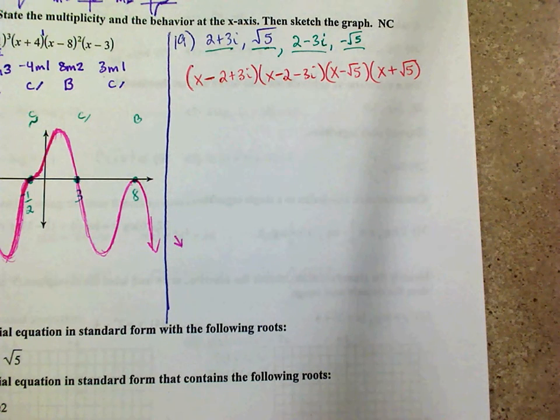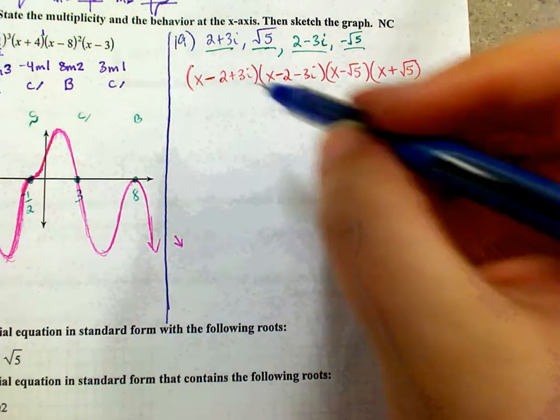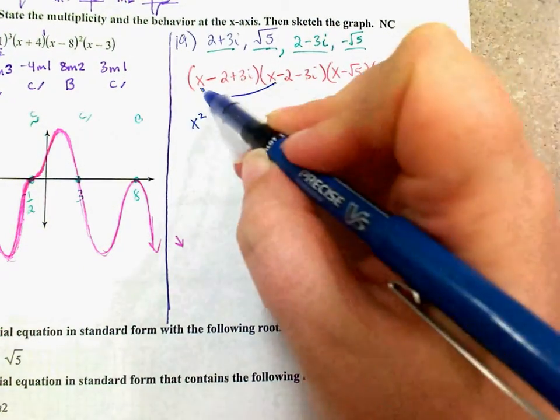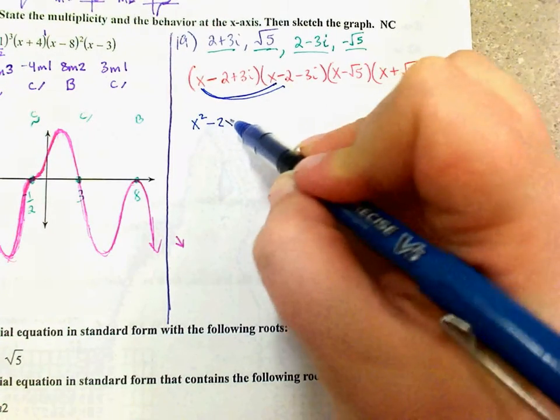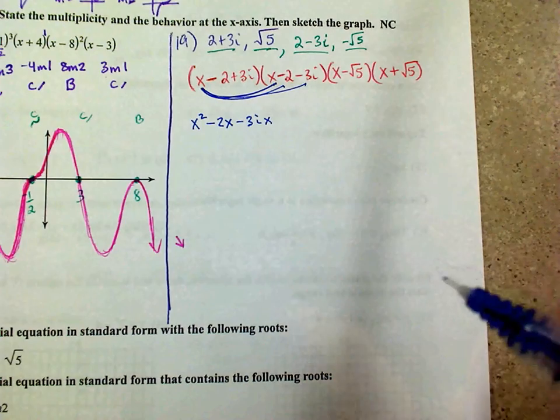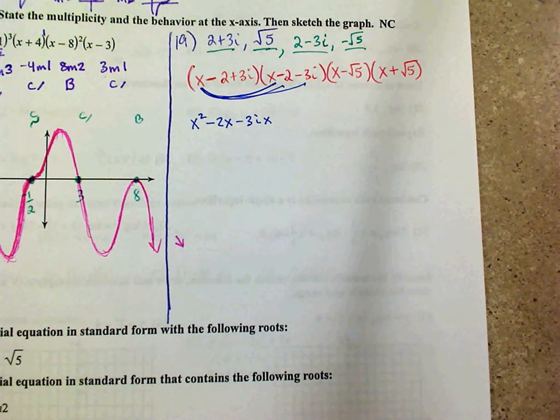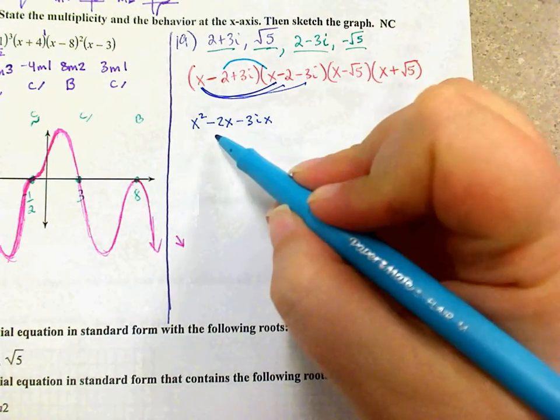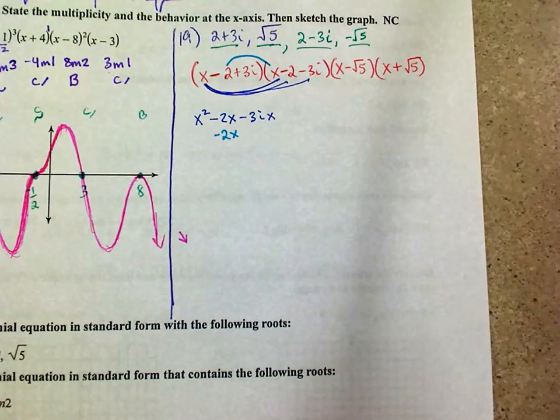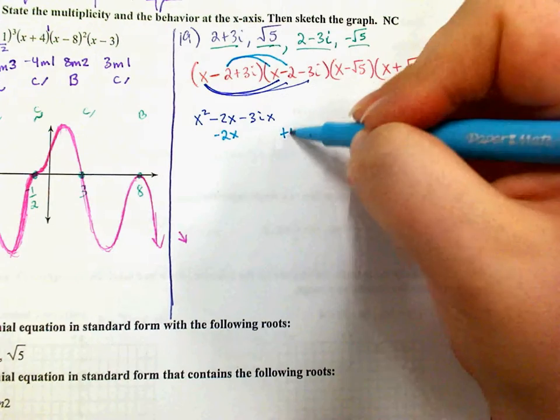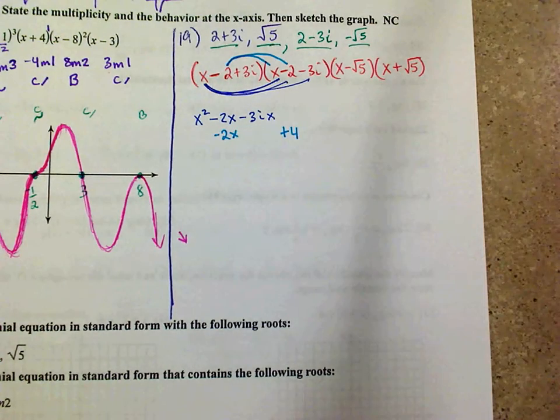x times x is x squared. x times negative 2 is negative 2x, and x times negative 3i is negative 3ix. Now what do I distribute? Negative 2. Negative 2 times x is negative 2x. I'm going to line it up with that one. Negative 2 times negative 2 is positive 4. It doesn't have one yet, so I'll put it over there. And negative 2 times negative 3i is positive 6i.